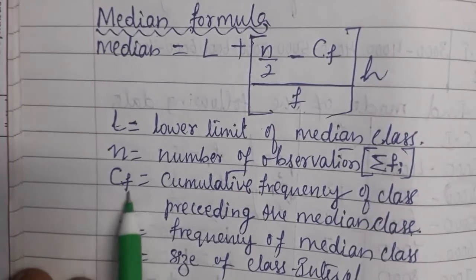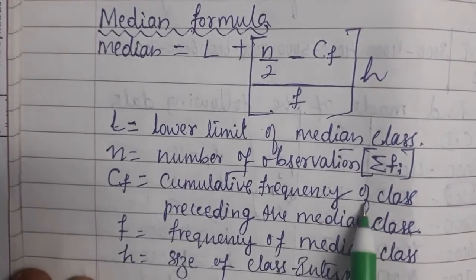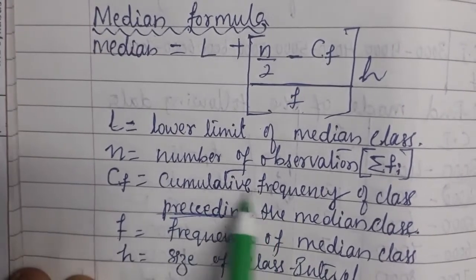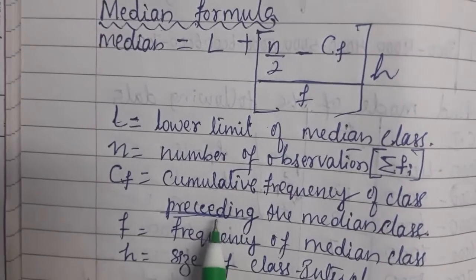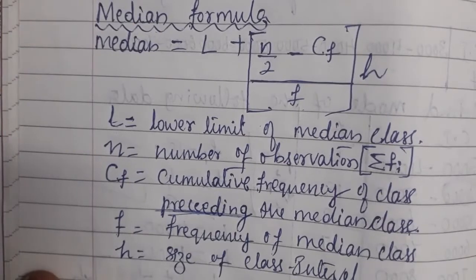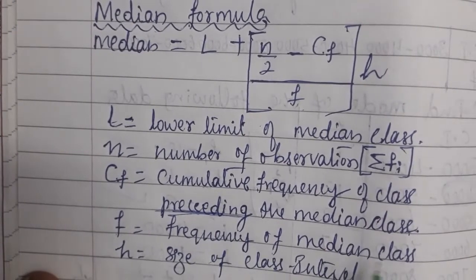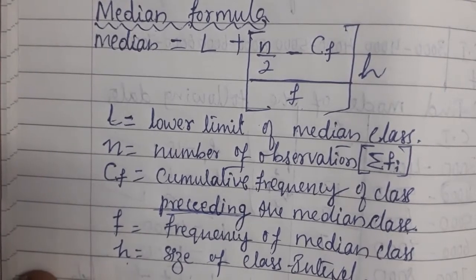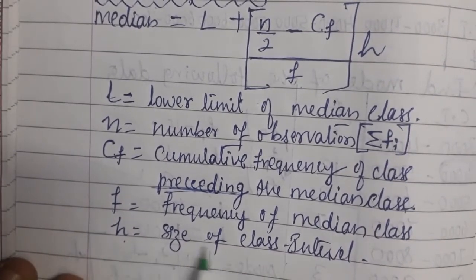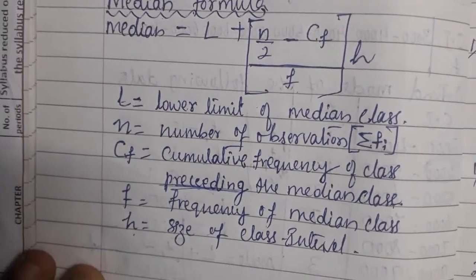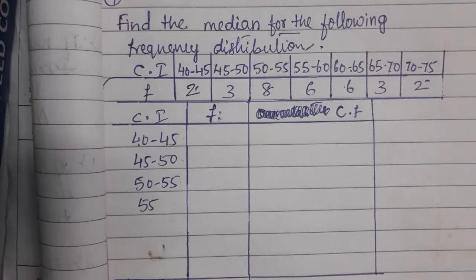What is CF? CF means cumulative frequency of the class preceding the median class. So cumulative frequency of the class preceding means before the median class, behind the median class. F, frequency of the median class. What is H? Size of the class interval. So having this formula, using the median formula, we will find the median.